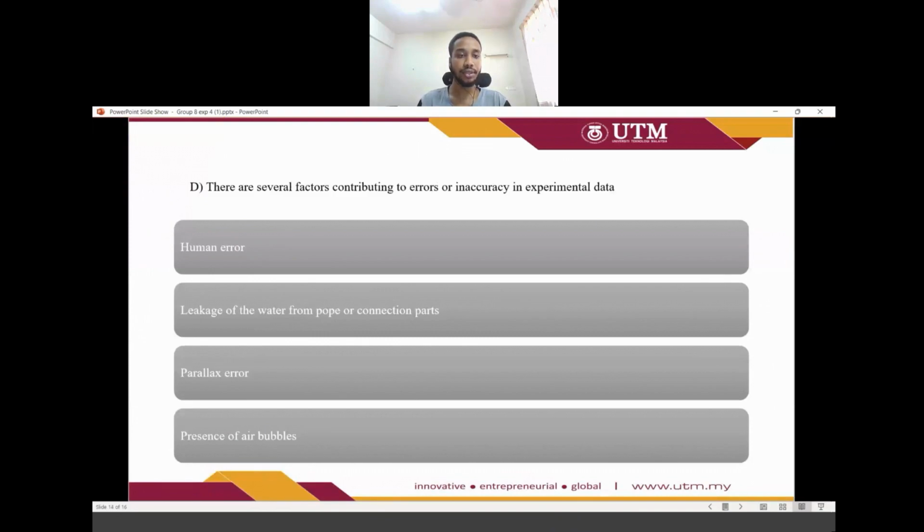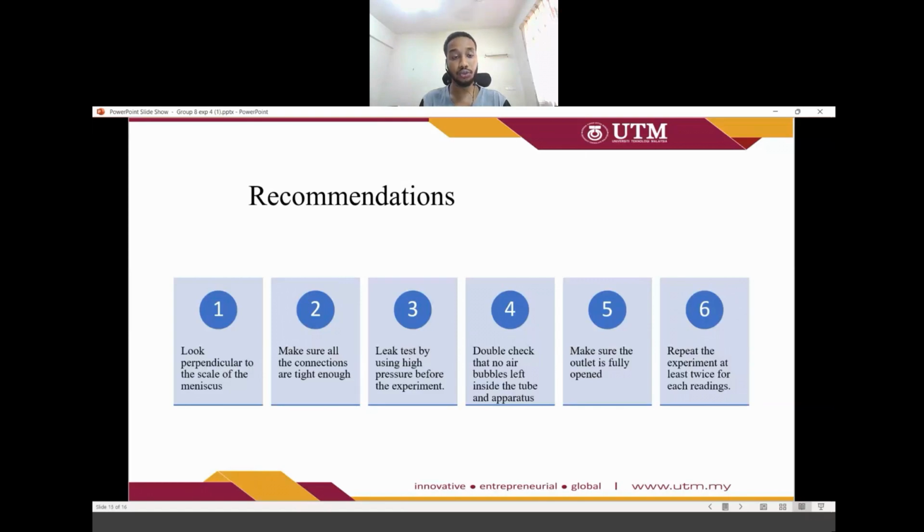In part D, we will look together at several factors that contribute to inaccuracy in experimental data. First of all, we have human error. We have leakage of water from pipe connection paths, we have parallax error, presence of air bubbles. So in order to eliminate those problems, we suggest several procedures to take place. One of them is to look perpendicular to the scale of the meniscus, as well as making sure all the connections are tight to prevent leakage.